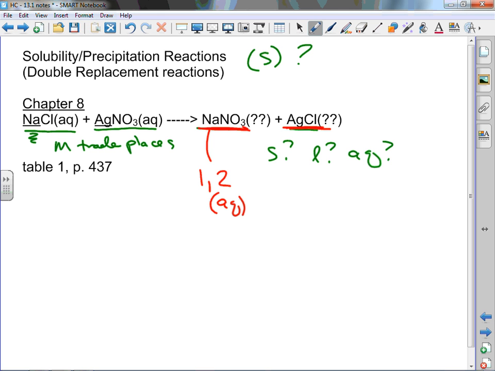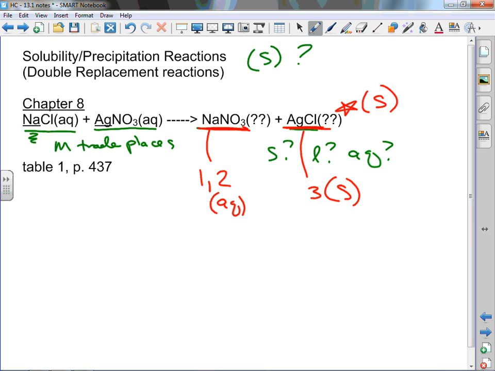All right, so let's look for silver chloride. There is no single statement about silver specifically, but statement number 3 says most chlorides are soluble except silver. So in statement 3, it tells us that this chemical right here will end up forming a solid.